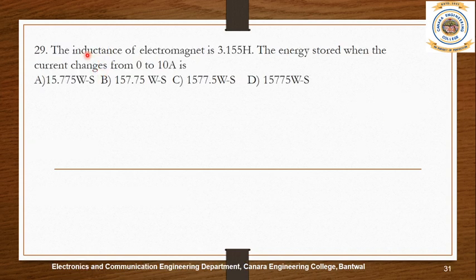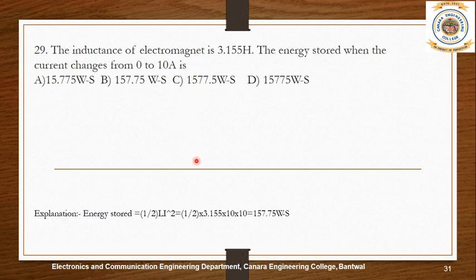Next, an inductance of electromagnet is 3.155 Henry. The energy stored when the current changes from 0 to 10 amps is? So in case of the inductance, what is the energy stored expression? Energy stored in inductance is equal to half Li square. So half into L, 3.155 into I square, so 157.75 watt second. That is option B is the right answer.